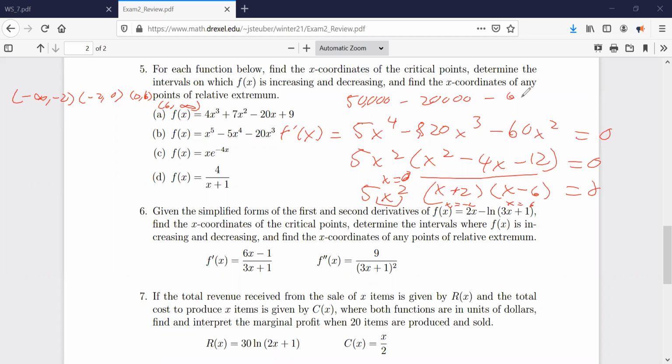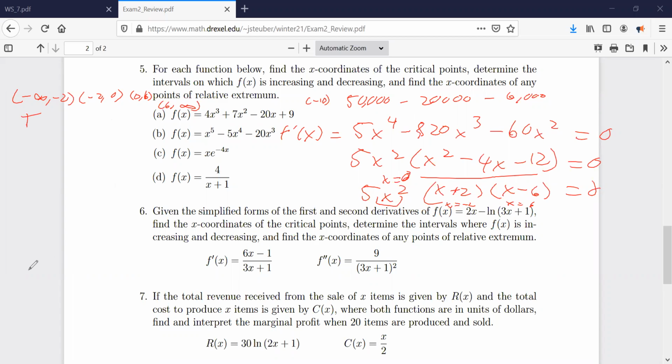Minus 6,000. So this right here is going to be positive. Then what about from -2 to 0? -1 seems to be the best test point. This test point was at -10.